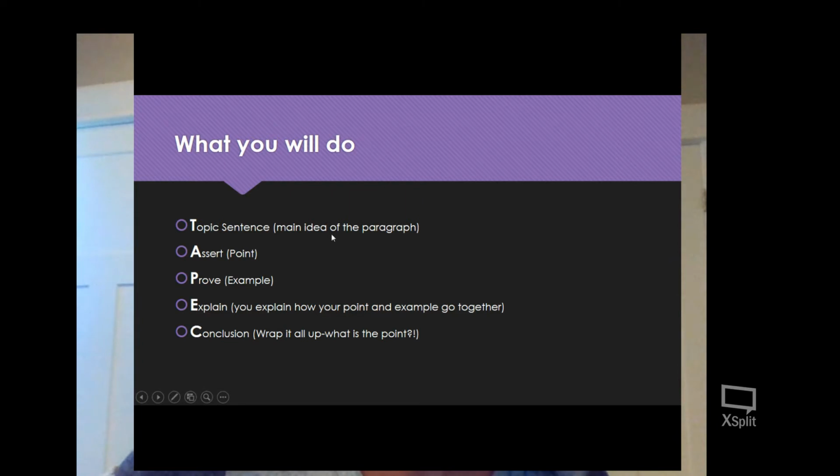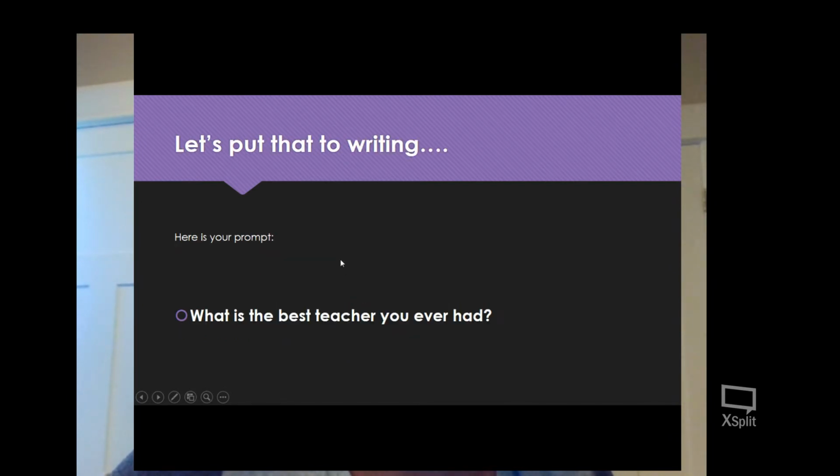So we have your topic sentence, which is the main idea of the paragraph. And then you have assert, which is your point. Then you have your prove, or your proof, which is your example. And then you have E, which is explain. So you're explaining how your point and example go together. Then you have your conclusion. It's wrapping it all up. You're going to pretty much answer, what is the point of this whole paragraph that I'm talking about, okay? So we're going to put that into writing.